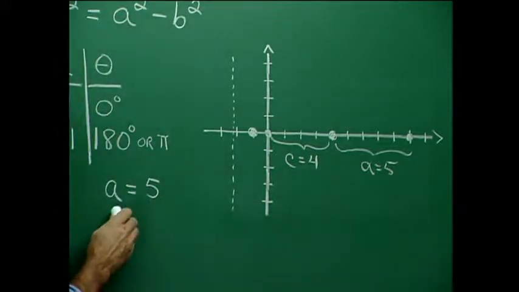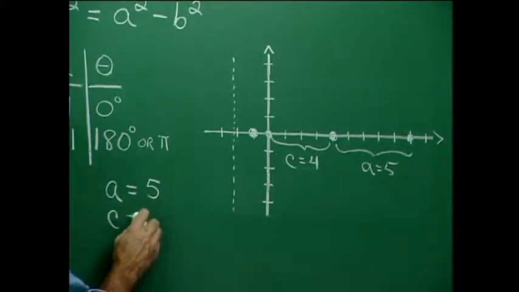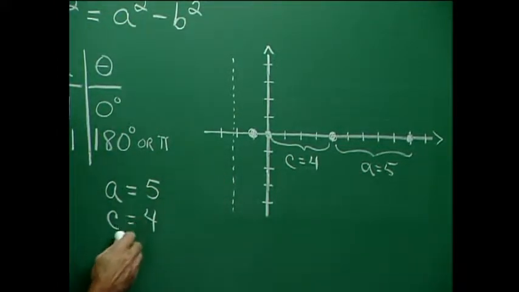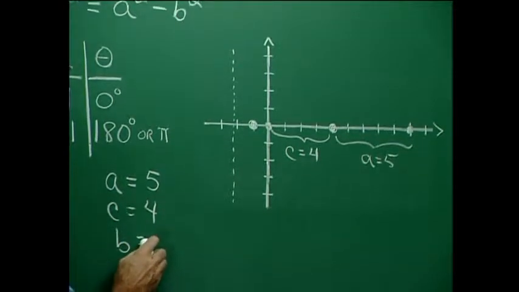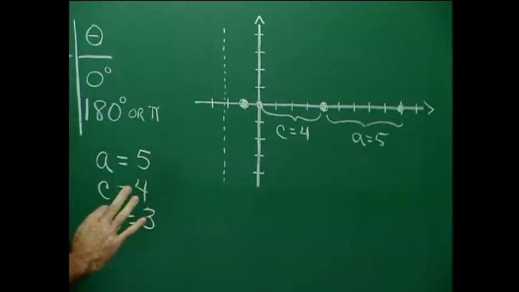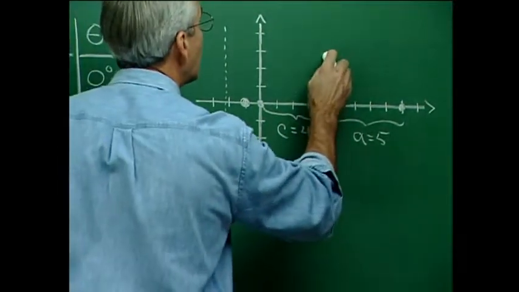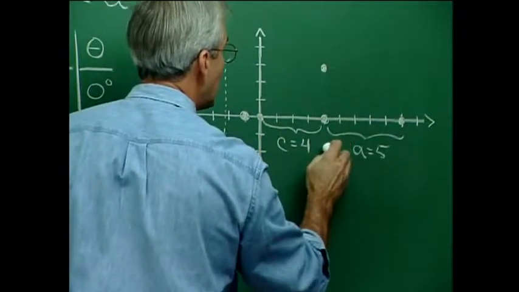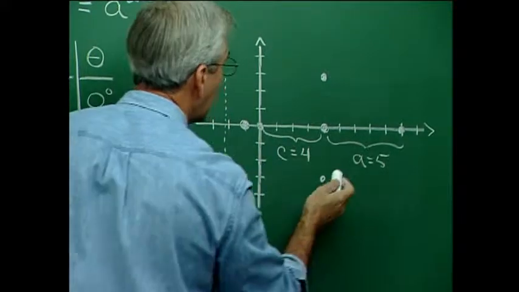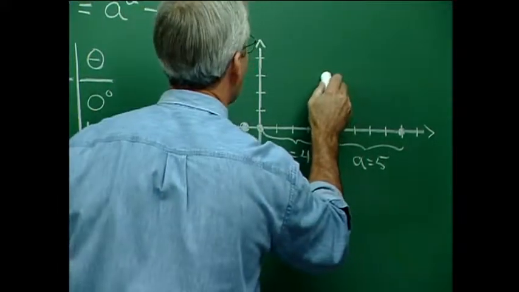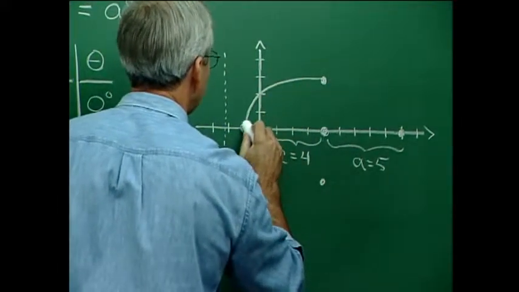We find that value to be 3. I'm going to put those values up here. The C value we know to be 4 just by observation here. The B value, when we calculate, turns out to be 3. And now we can construct the graph. So from the center, you see we go up 1, 2, 3, down 1, 2, 3, and we can draw the ellipse.